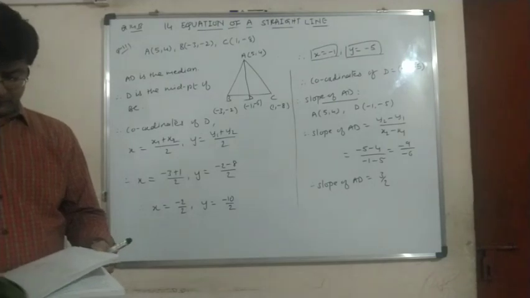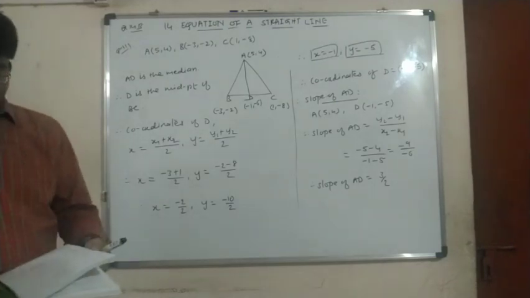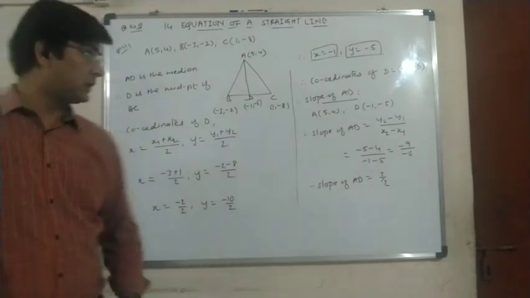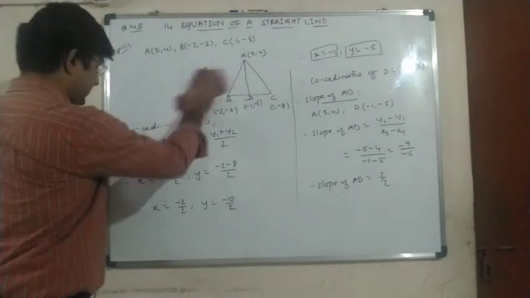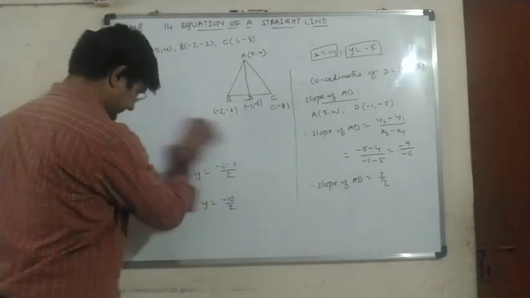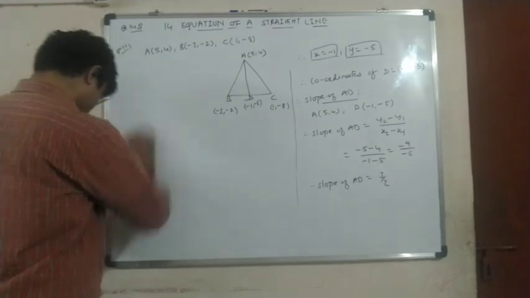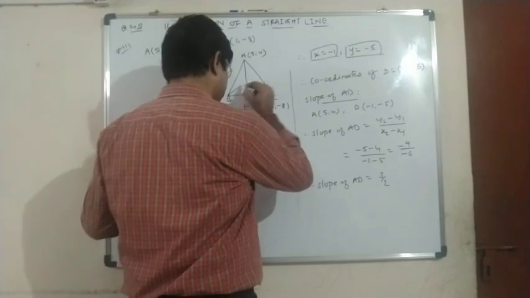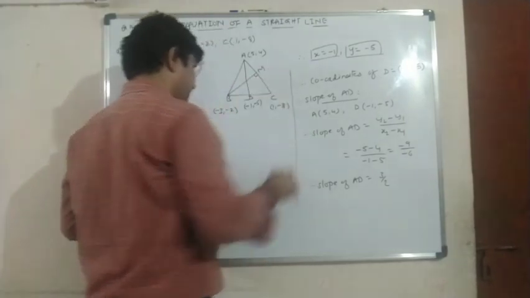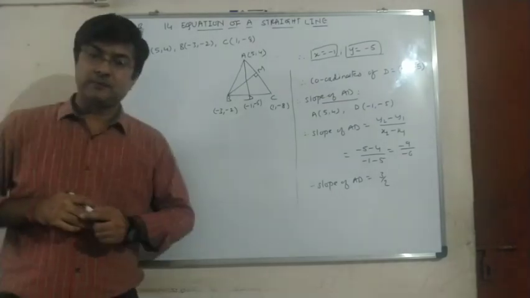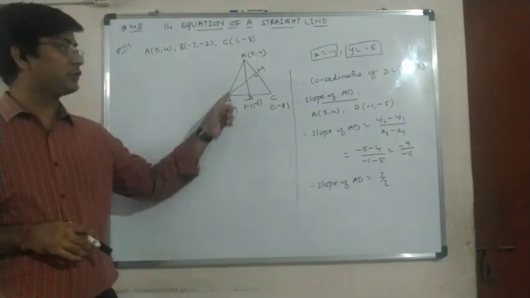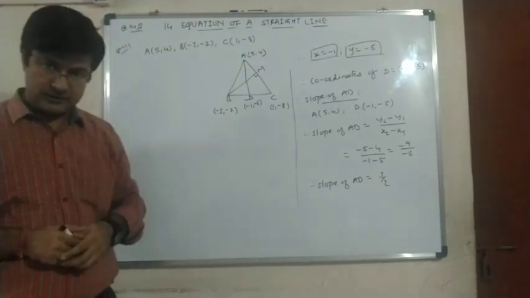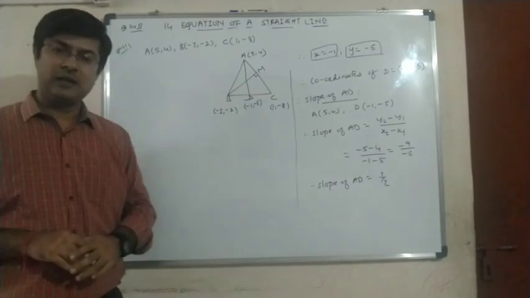Question number 11, 3 upon 2 we got. Now what is altitude? First let us discuss. Altitude BM. What do you mean by altitude? Altitude is the perpendicular drawn from the vertex on the opposite side. So here we have drawn BM perpendicular to AC. Yes or no? Therefore BM is called the altitude.